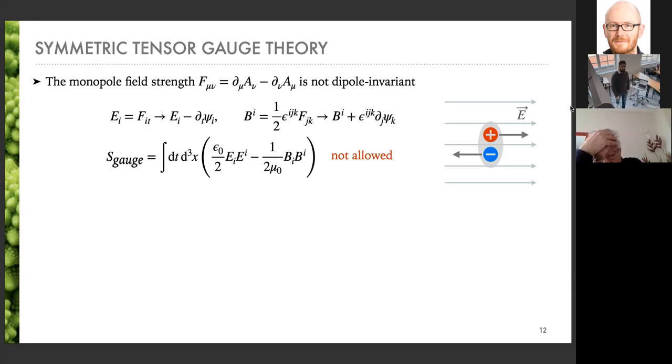And if you define F_mu like that, you can quite easily see that neither electric nor magnetic fields are invariant under the dipole symmetry. So the usual Maxwell kind of term that you would write is not allowed. And it's also easy to motivate physically. Of course, if you were to apply an electric field to a dipole, then it will move plus and minus charges opposite to each other and will violate the dipole transformation.